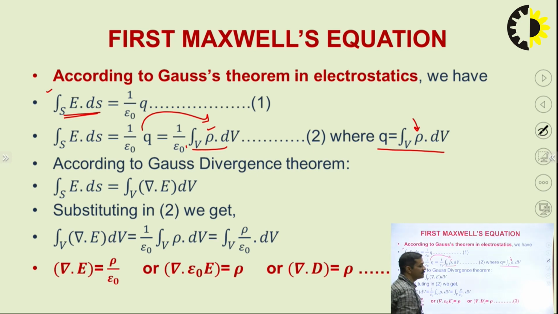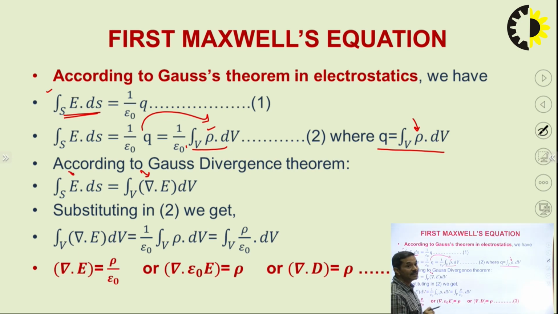We can convert the left hand side of this last equation, equation 2, into volume integral form. According to Gauss divergence theorem, the quantity E dot dS over a surface S will be equal to the volume integral over a volume V of del dot E dV. Here del dot E means the divergence of this physical quantity, and the physical quantity is the electric field.